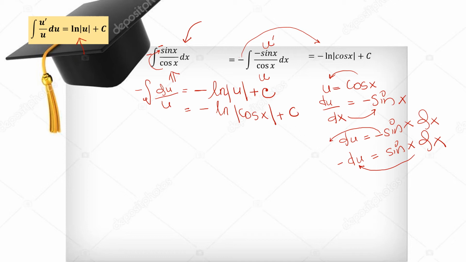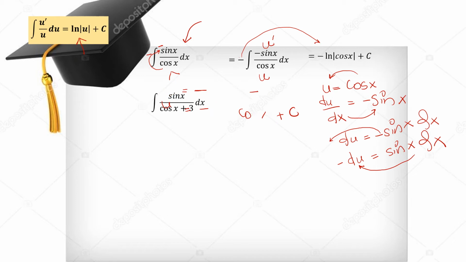So understand the concept: if in the denominator there is a function and its derivative is present in the numerator, just write the natural logarithm of the function. Let's solve one more example: sin x divided by cos x plus 3.